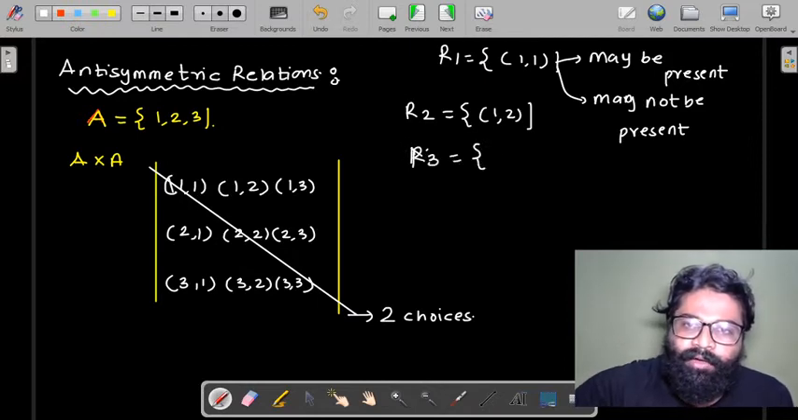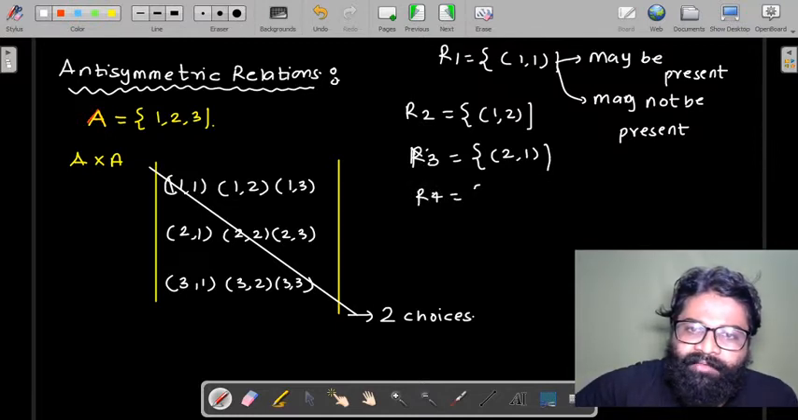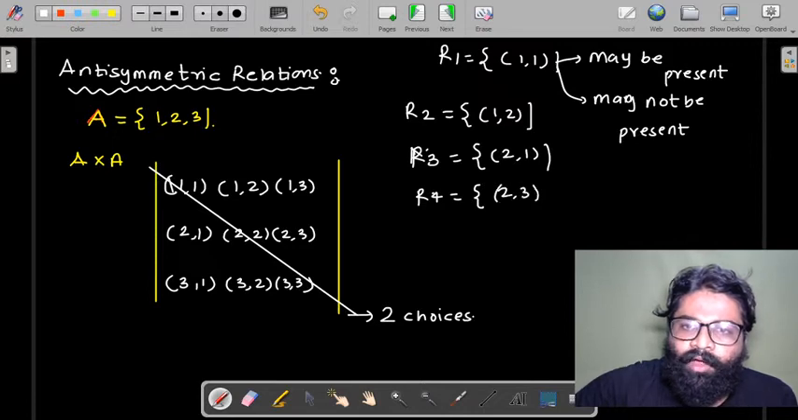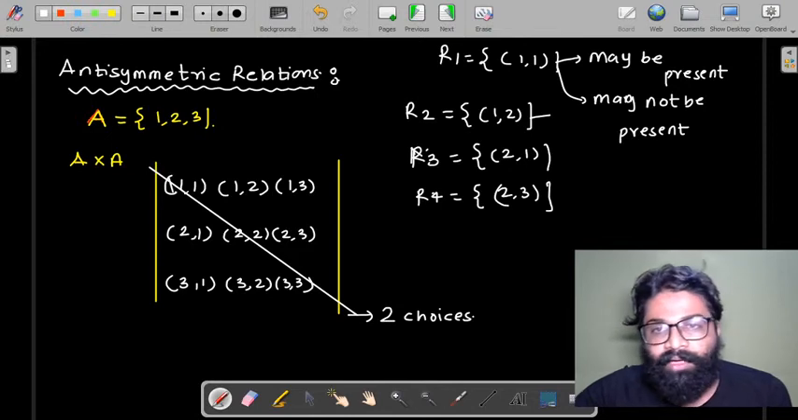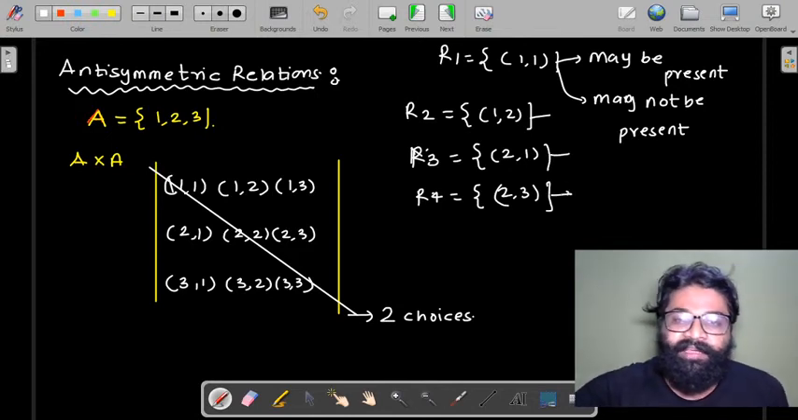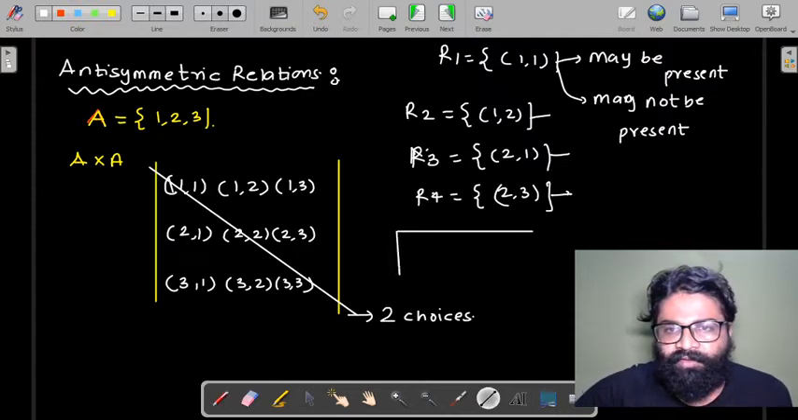अब R3 में ये देखो कि you will be having a (2,1). ये (1,2) आया, यहाँ पे (2,1) आया. अब मैं R4 में अगर सपोज मैं (2,3) ले रहा हूं तो यहाँ पे ये देखो, this is (1,2) is present, okay, and (2,1) is present, and over here both are absent. So basically these all are coming into boxes.